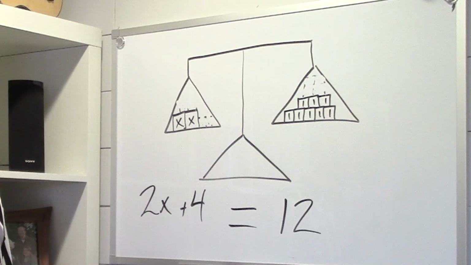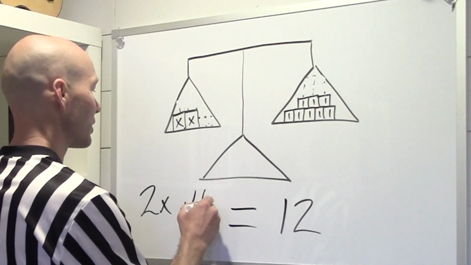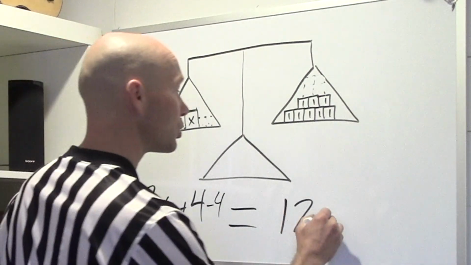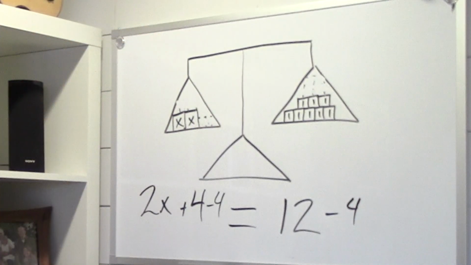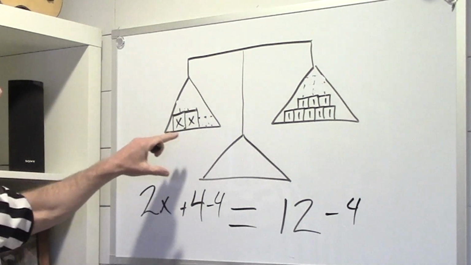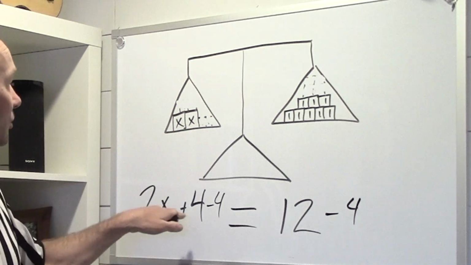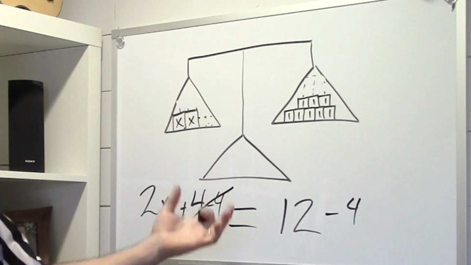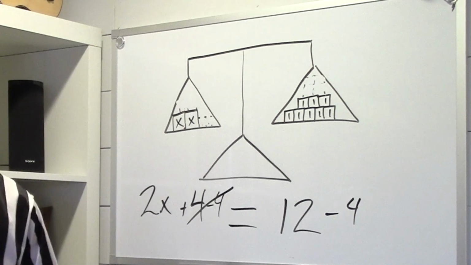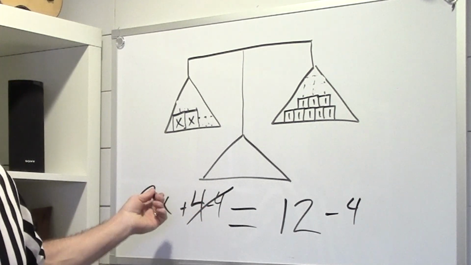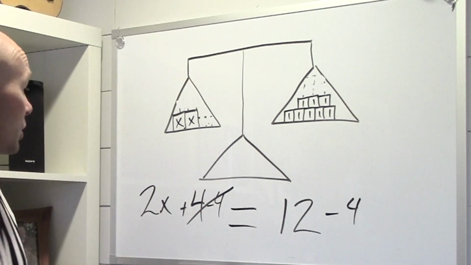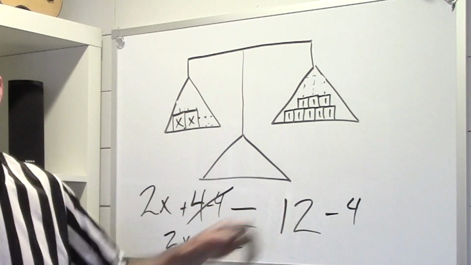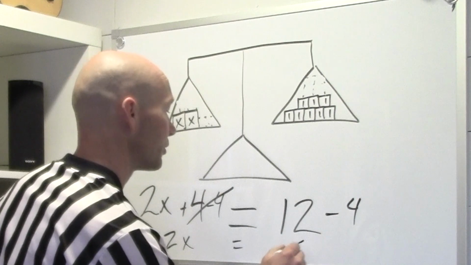Now the way we can show that algebraically is we can subtract 4 from the left side, and we can subtract 4 from the right side. Well, on the left side, this positive 4 and the negative 4 cancel each other out. They're gone. The positive 4 and the negative 4 are 0. So we're just going to cancel that out. So now we know that 2x equals, well, what is 12 minus 4? 12 minus 4 is 8.